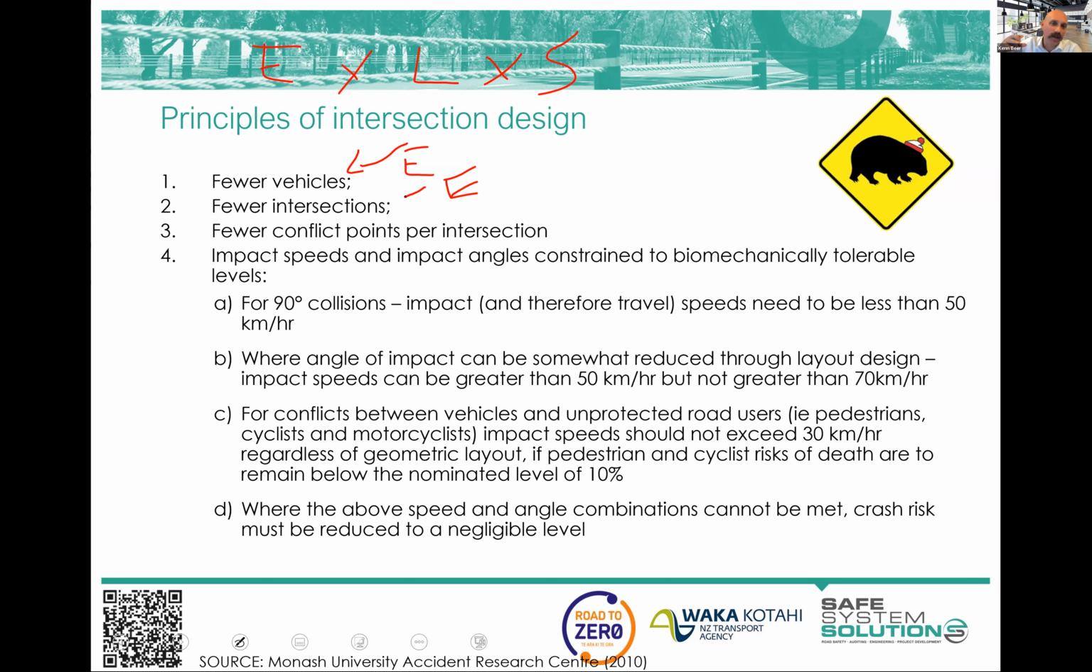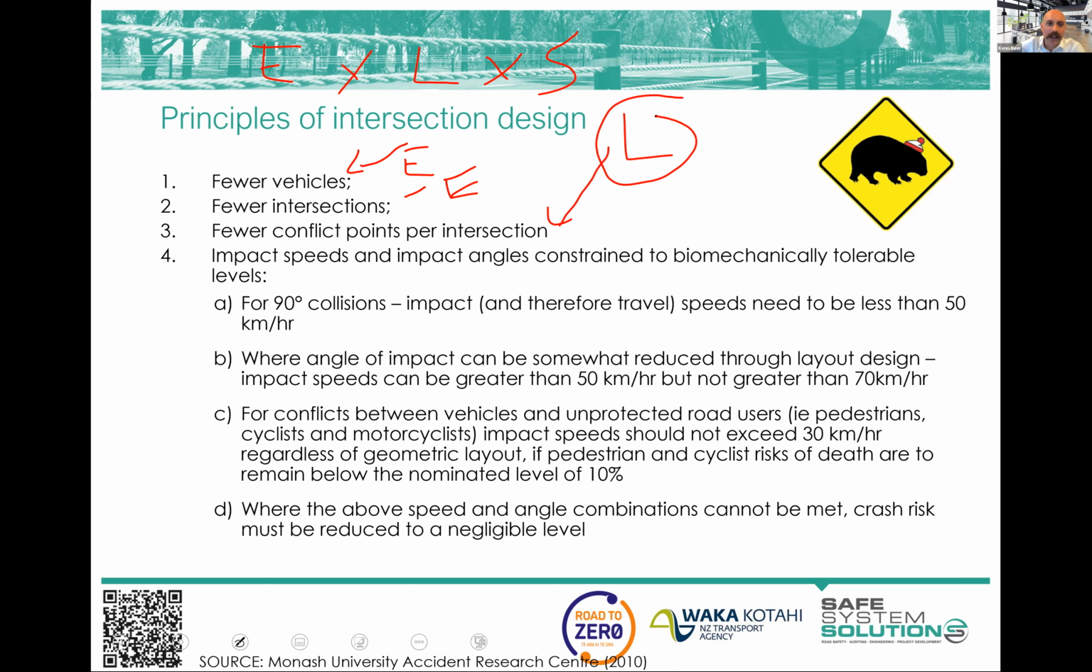But then once you've got an intersection, you're starting to look at fewer conflict points per intersection. And I'll talk to what a conflict point is shortly and show you some conflict point diagrams. But this is going to reduce the likelihood of crashes. Less conflict points means less chance of a crash happening, less likelihood that the crash happens. Okay. And then we get into severity now.